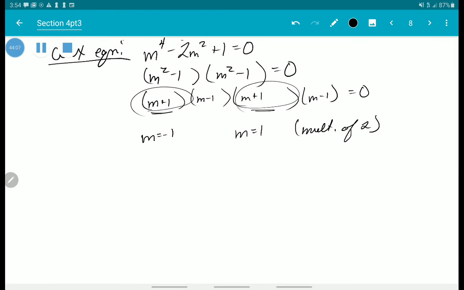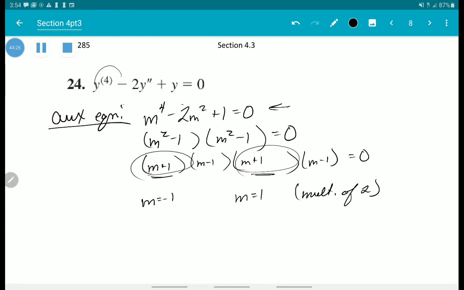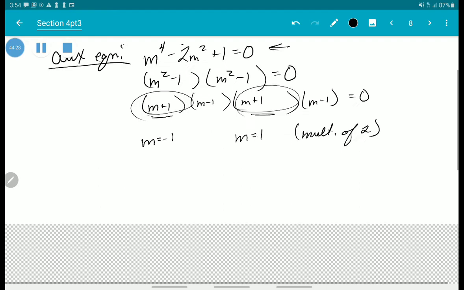Okay, so what this means, if you were to graph this function, thinking back to 171, multiplicity of 2 means the graph is going to touch the x-axis at those values. So you could graph that and confirm that. So we found all 4 roots. We had to have 4. Since this is a 4th order differential equation, you got to have 4 solutions.